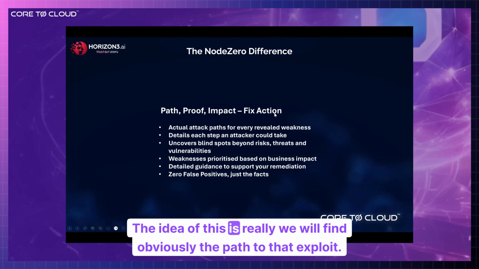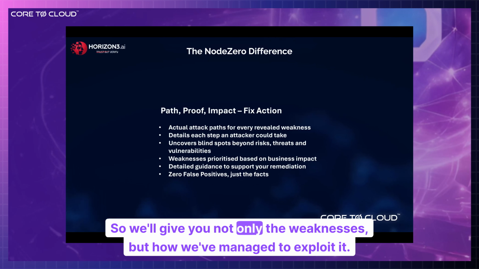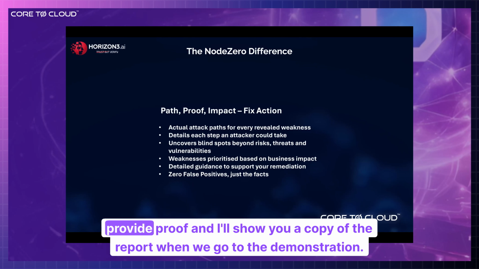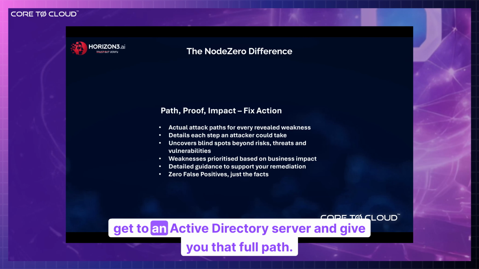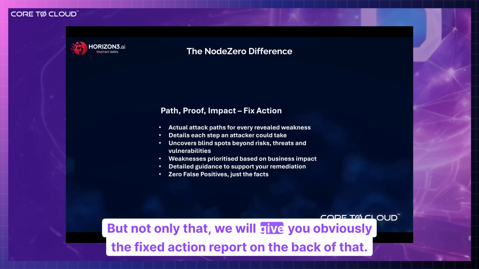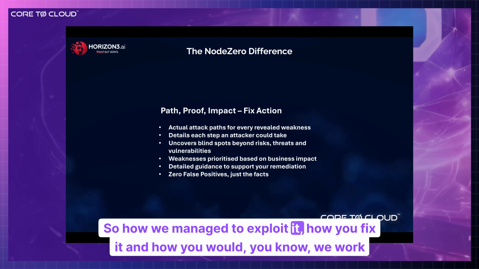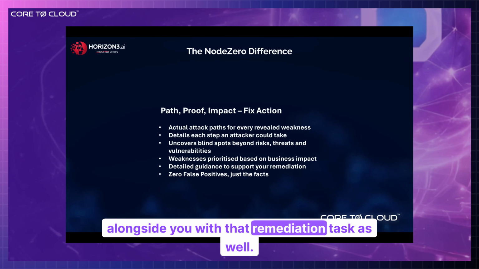The idea of this is really we will find obviously the path to that exploit. So we'll give you not only the weaknesses, but how we've managed to exploit it, but we will give you proof as well. We provide proof, and I'll show you a copy of the report when we go over to the demonstration. So we provide evidence as well, how we managed to get to the crown jewels, how we managed to get to an Active Directory server and give you that full path. But not only that, we will give you obviously the fix action report on the back of that. So how we managed to exploit it, how you fix it, and we work alongside you with that remediation task as well.